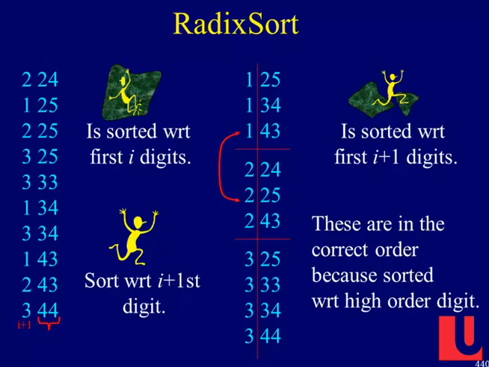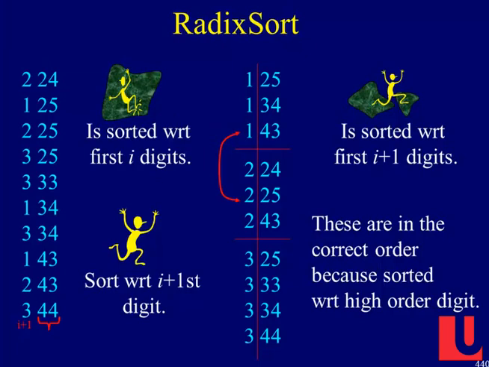Right? So, case 1: suppose that the cards' first digits are different. Then because I sorted with respect to these digits, they're in the right order. Wouldn't you agree with that?